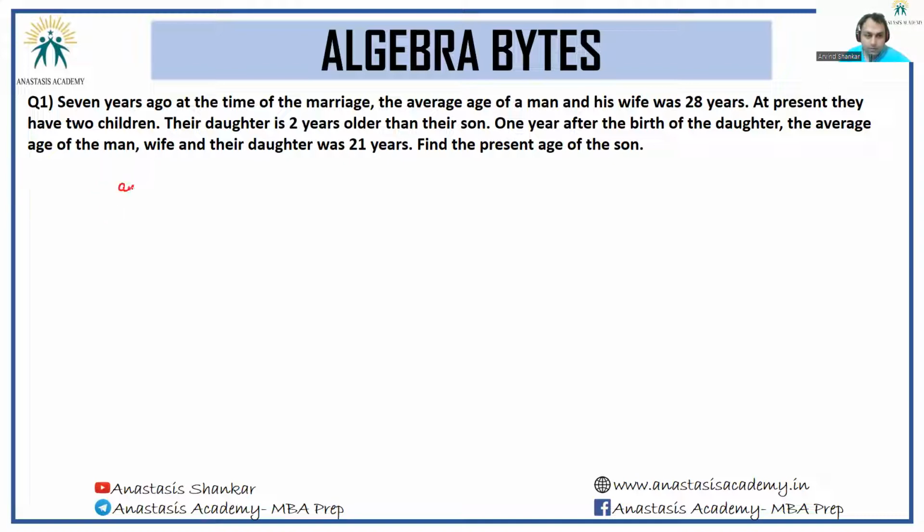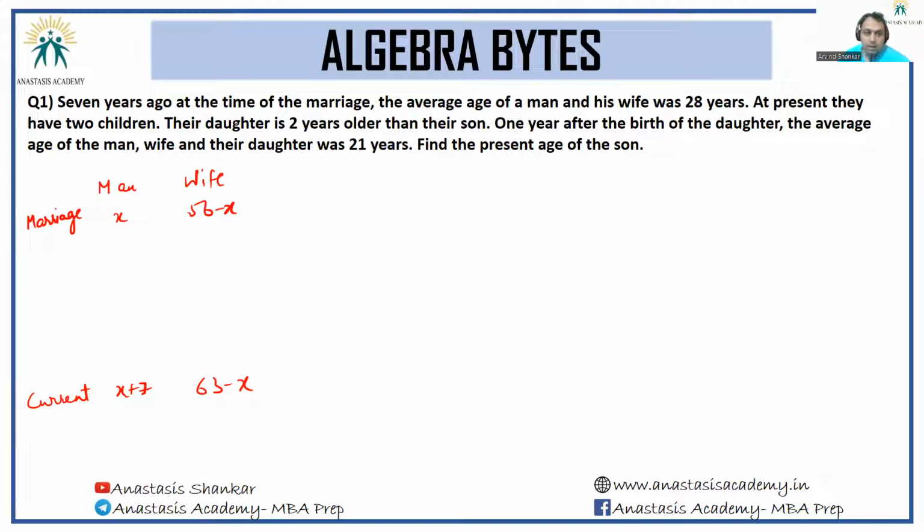So man, if 7 years ago his age was X at the time of marriage, wife's age will be 56 minus X. Okay. And currently the age of man is X plus 7, and wife's age is 63 minus X. 7 years, both of them have grown.